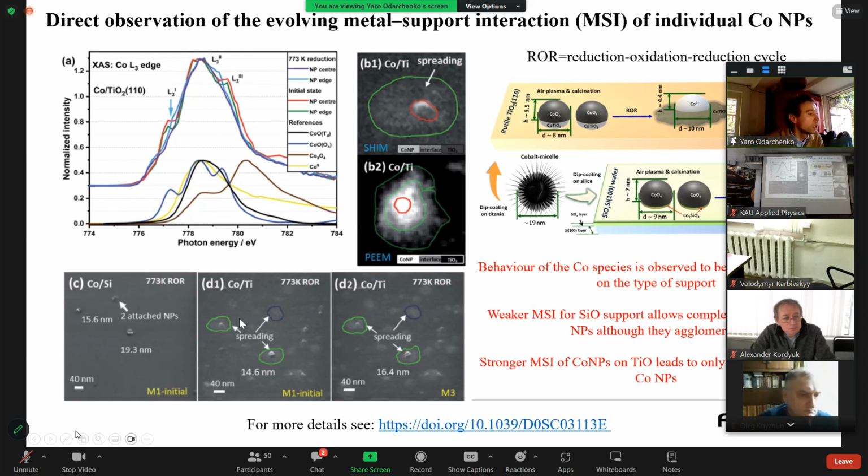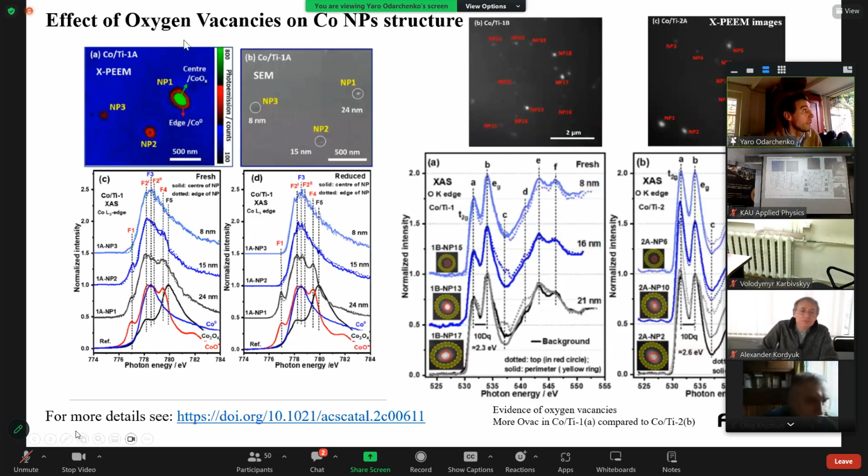And also, after electron microscopy, we have also done helium ion beam microscopy. So we have partially removed the top layer from the sample, and we could see how the cobalt was spreading on titanium. So essentially, the main result here is that cobalt is spreading on the titanium support, but it's staying kind of intact on the silicon support. Yeah, and also then here is another example.